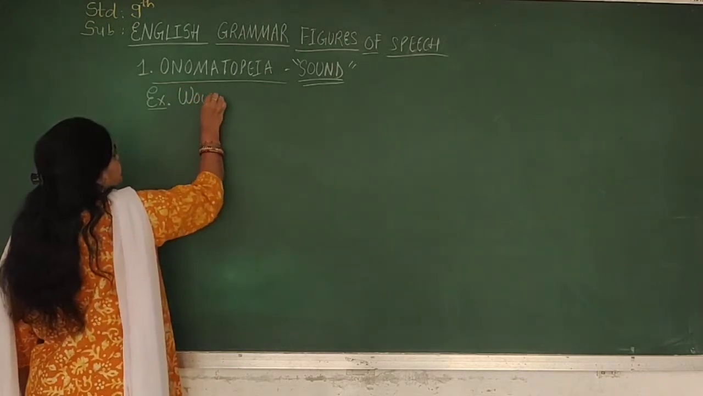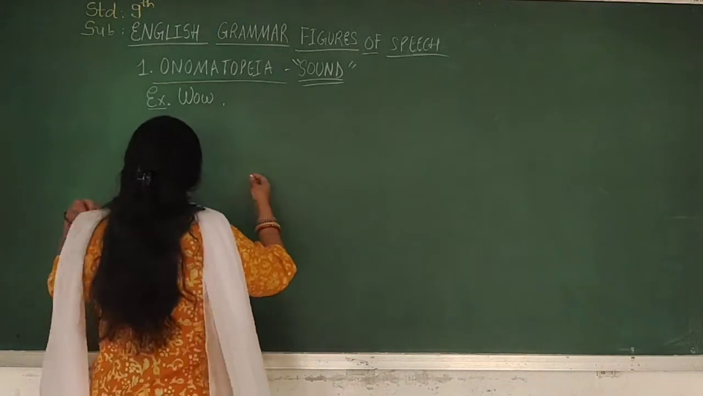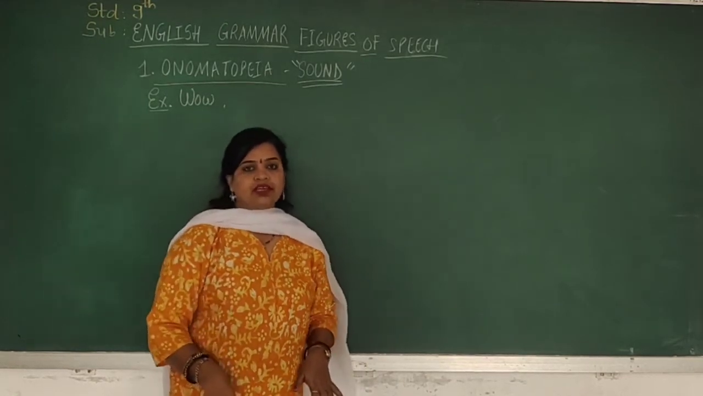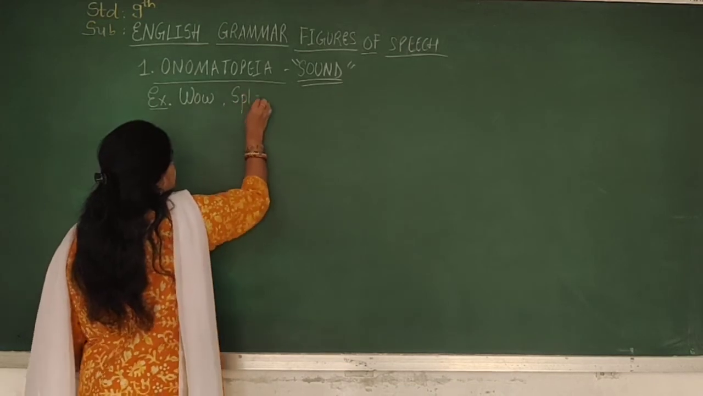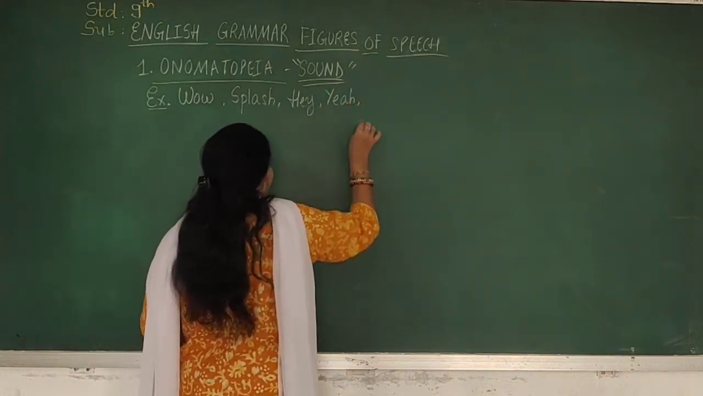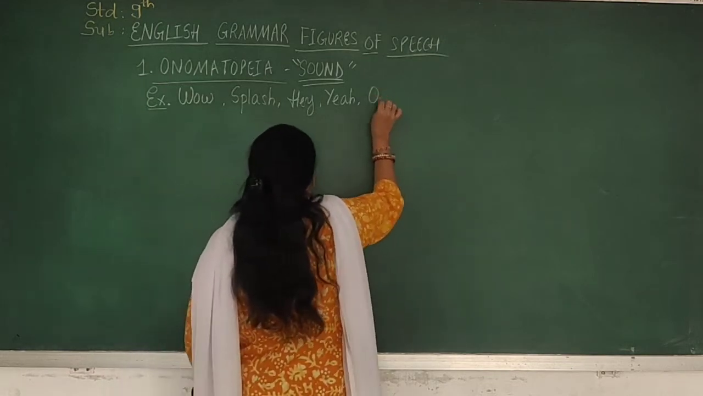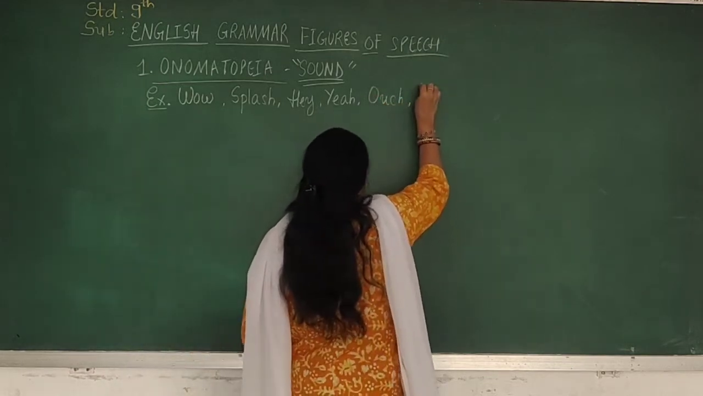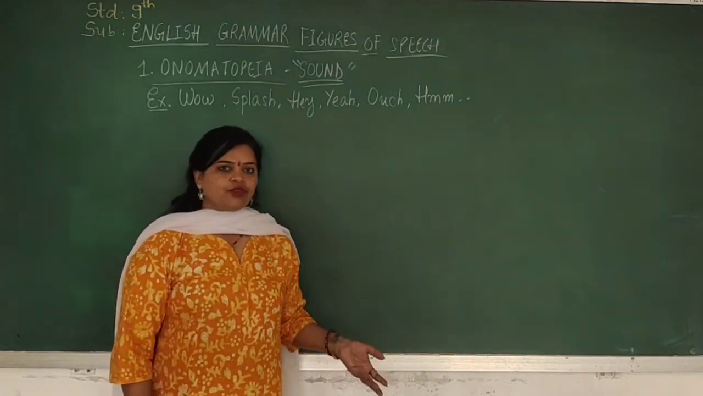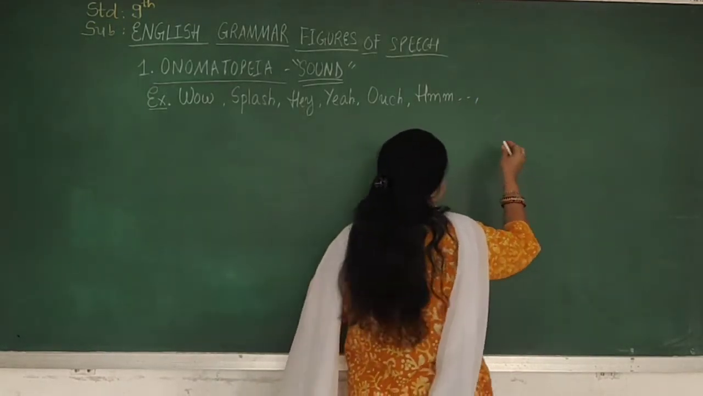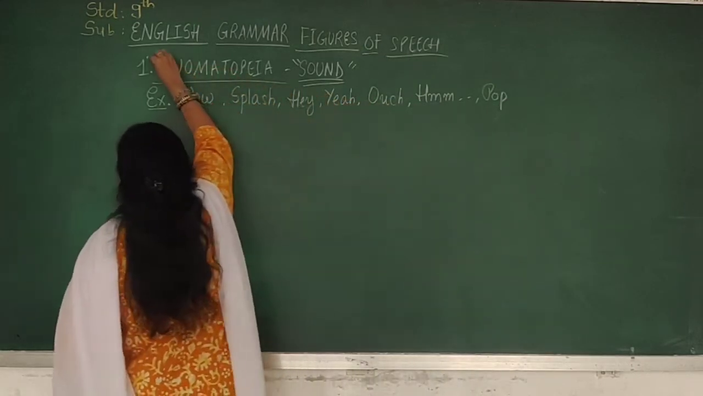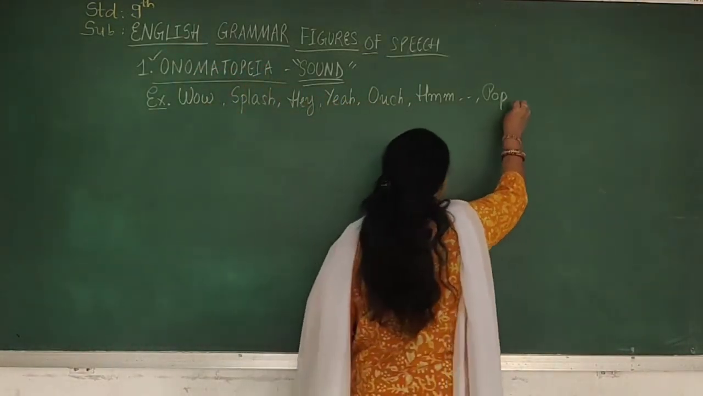Whenever we see a very nice thing, what comes from our mouth? Wow. Then if we put our hands in water like this, the water will go splash. Then, hey, yeah, and very common nowadays in WhatsApp, ouch. Then the sound we produce whenever we agree with somebody's point, and so on. Then pop, the popping sound. These are all examples of onomatopoeia. You can also add some more to it.